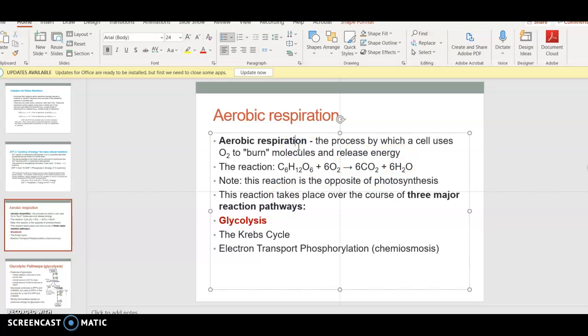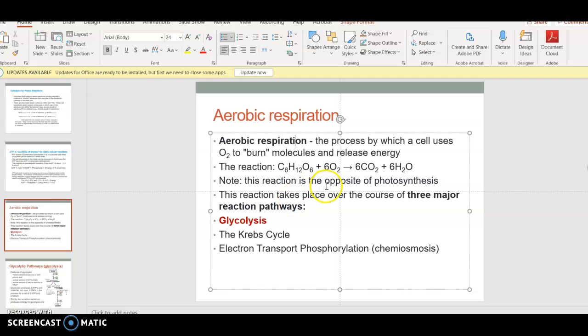Aerobic respiration is a process by which a cell uses oxygen to burn molecules and release energy, and also to produce some of the ATP that we can use in the body. So the reaction is glucose plus oxygen, producing carbon dioxide and water. Note, this reaction is the opposite of photosynthesis. For photosynthesis, it is water plus carbon dioxide, and it will produce oxygen plus glucose.